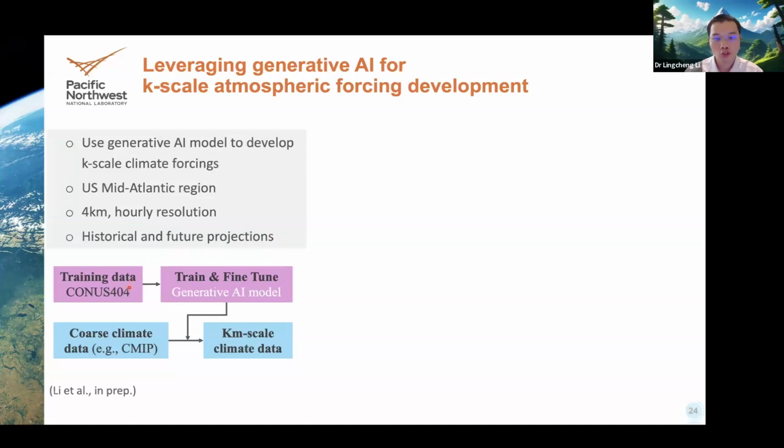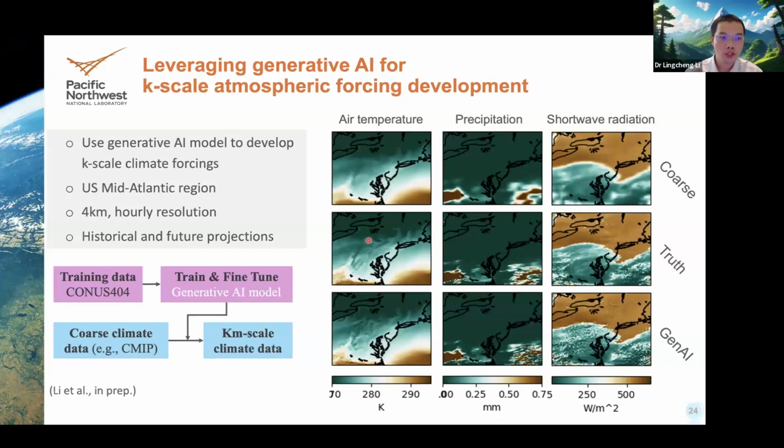We use CONUS404 for the training dataset, which is at 4-kilometer hourly resolution. Then we train and fine-tune the generative AI diffusion model, and then we apply it to coarse resolution climate models, for example, the CMIP models, to generate the kilometer-scale atmospheric forcing. Here I show some preliminary results for the air temperature, precipitation, and ultraviolet radiation. The third row is the generative AI downscaled forcings, and the second row is the CONUS404. You can compare the second row and the third row. You can see that the generative AI can capture the reference very well, and some detailed patterns are also captured.